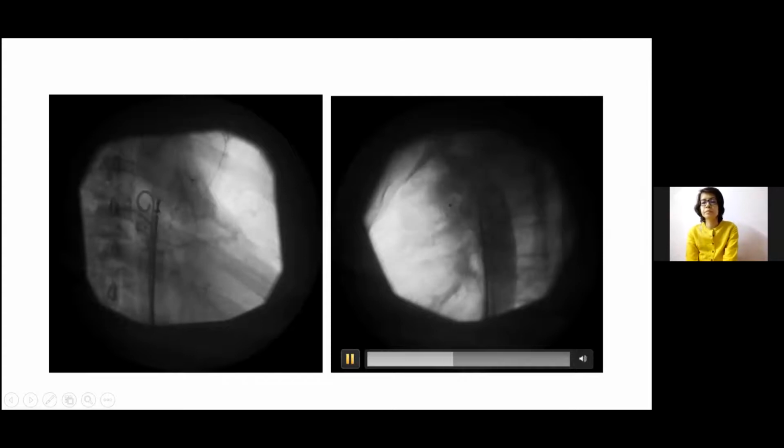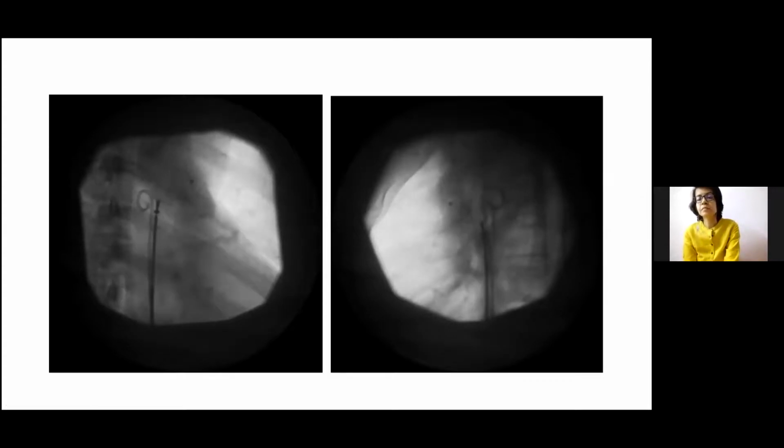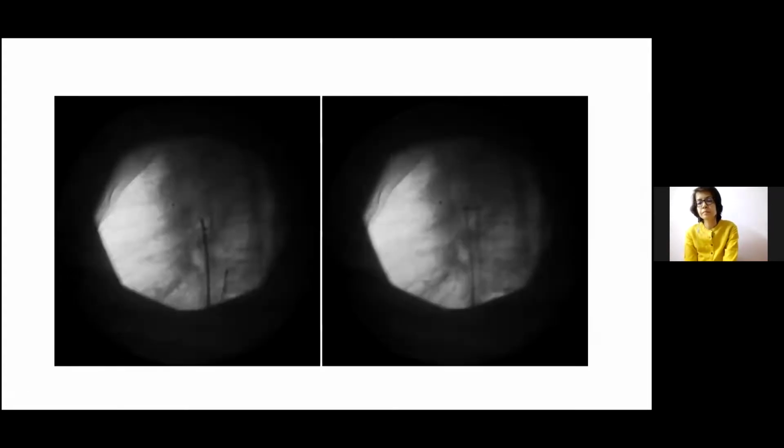As you can see, this is the release of the device. The device was released and stayed in position. There was no embolization, no other abnormalities. The patient's vitals were totally normal. There was no drop in blood pressure or anything.